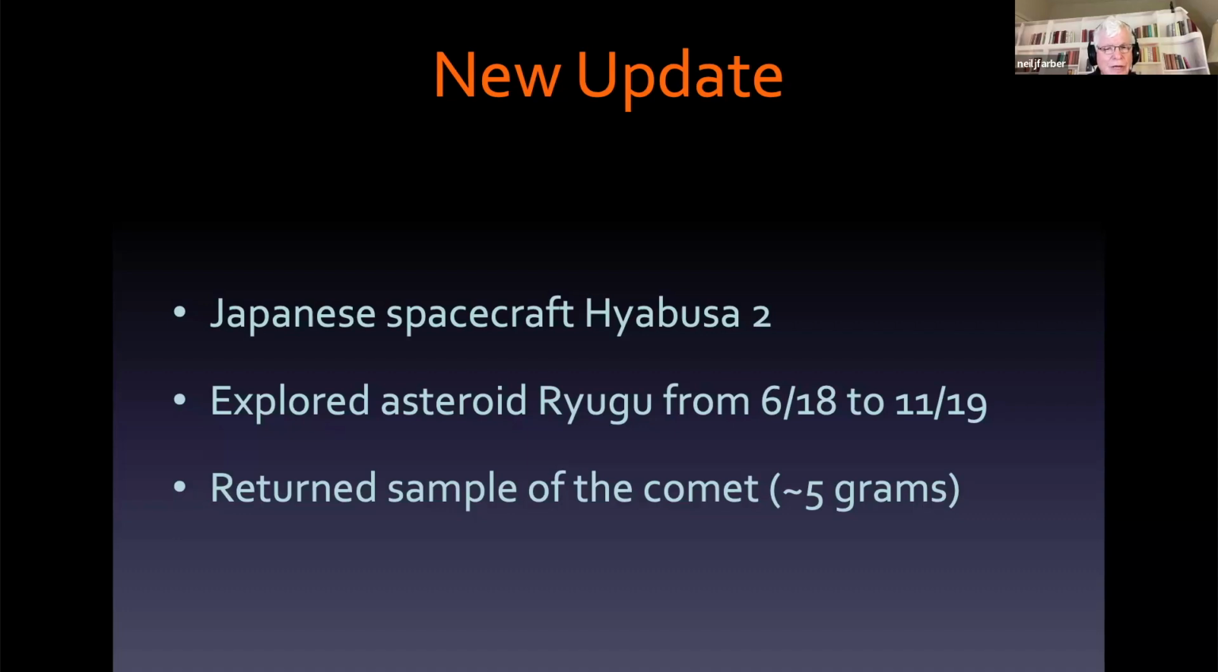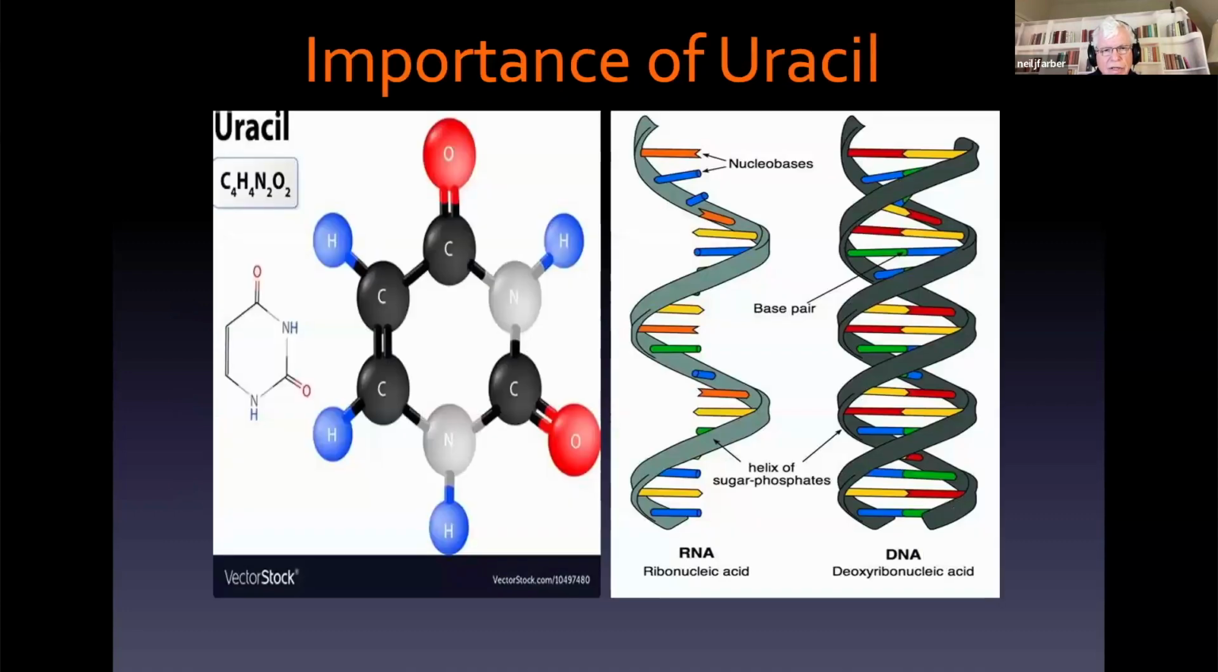Well, there's some new data that can explain all of this and can also help explain how life started on Earth. The Japanese spacecraft Hayabusa 2 explored Ryugu from June of 2018 to November of 2019 and returned a sample of the asteroid, it's not a comet, about 5 grams worth. And one of the things it found was uracil.